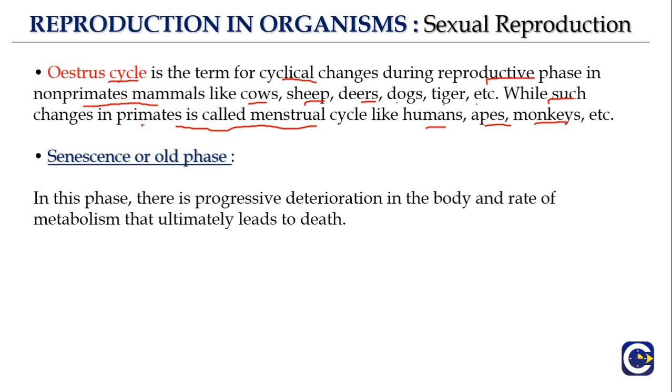This is important. Then it is senescence, or the old phase, and in this phase there is again progressive deterioration in the body and in the rate of metabolism that ultimately leads to death. And you must know the difference between senescence and aging, which we discussed in part 1.